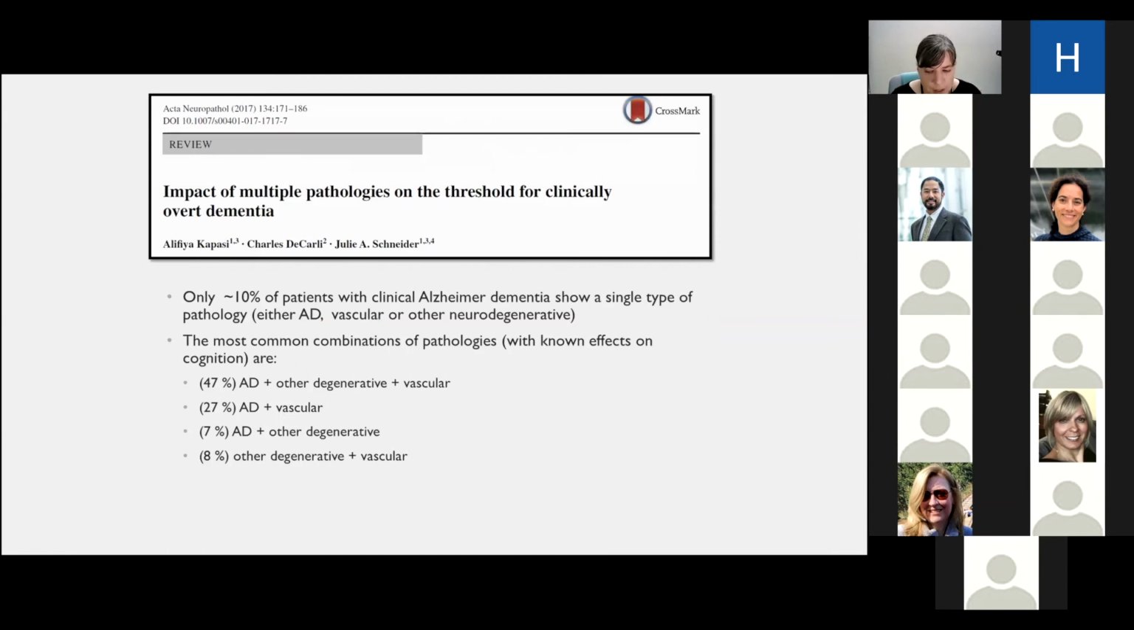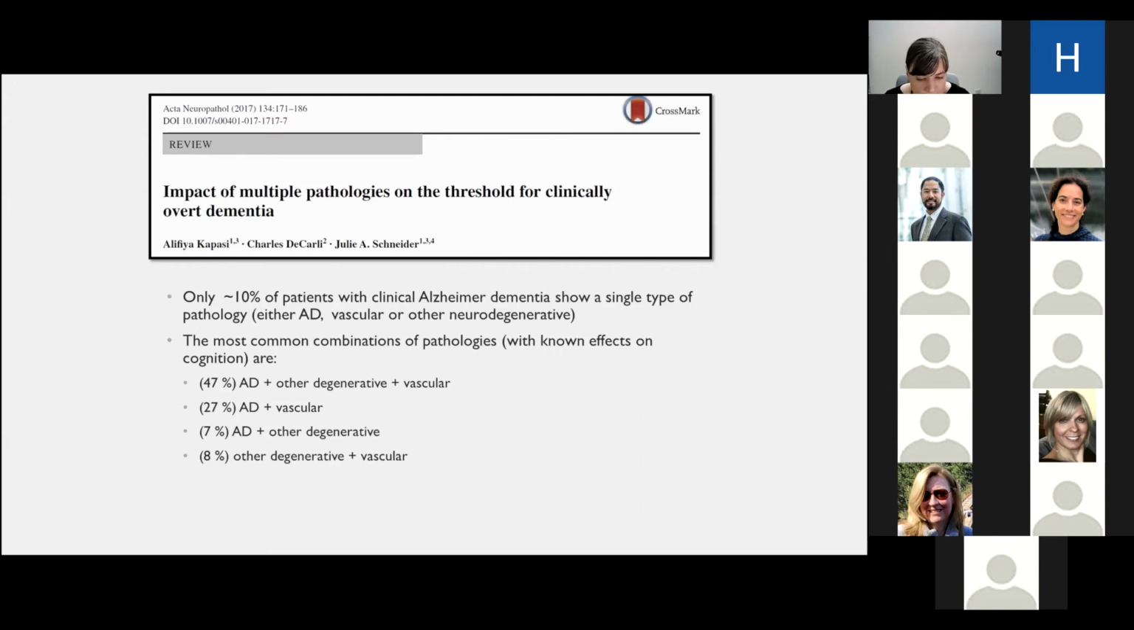So it would be fantastic if we could have these markers for diagnosis of specific neurodegenerative diseases. The problem is, and what we see is that a patient with dementia during life very rarely has only one pathology. So in this population-based study, only 10% of patients that were diagnosed with clinical Alzheimer's disease during life showed a single type of pathology, either Alzheimer's disease, vascular pathology, or other neurodegenerative pathology. The vast majority of these patients actually have combinations of pathologies.